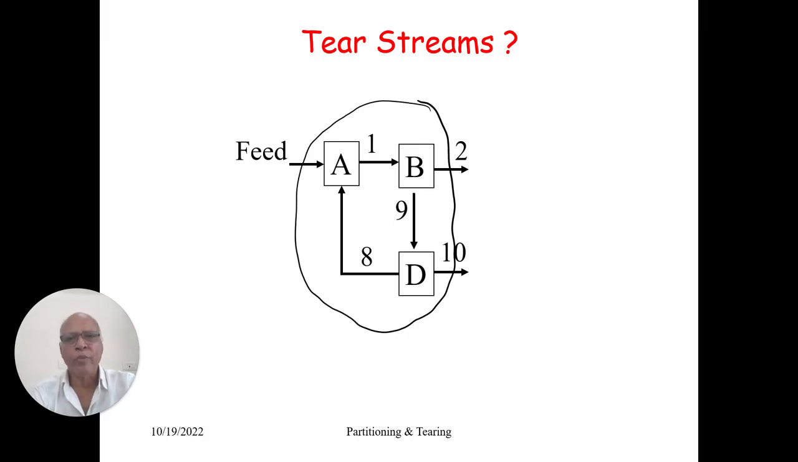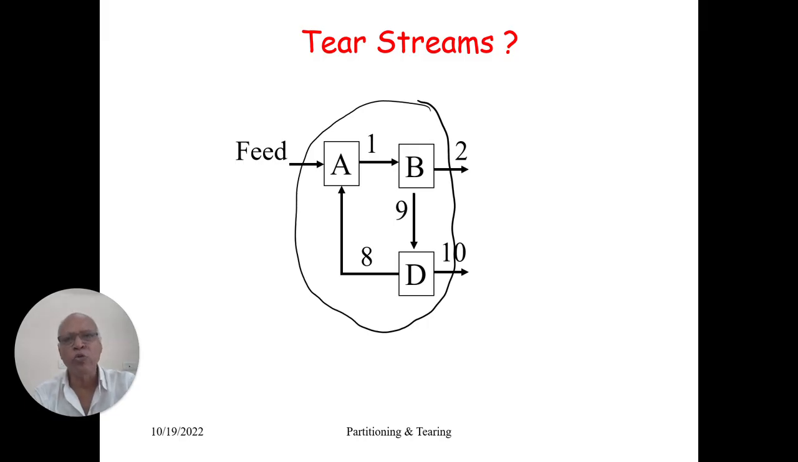So apart from feed, 2 and 10, all the other streams involved in this problem, which are 1, 8, 9, are considered to be intermediate streams. They may be output streams of a particular unit, but they also are going to be inputs to another unit. For example, if you take 1, it is an output stream for unit A, but it happens to be the input stream for unit B. So we call such streams intermediate streams.